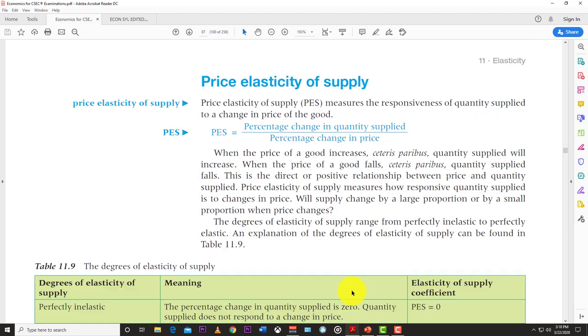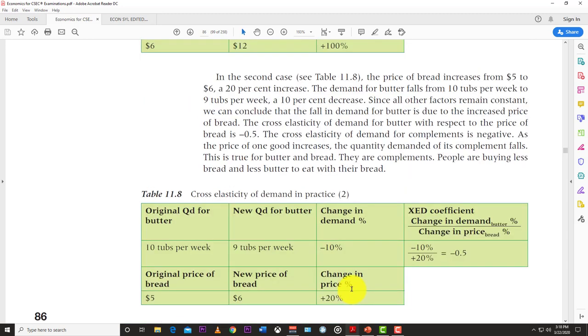All right, then you have a next example, but you look at the complements now. For the complements, there's a negative relationship, because if the price of one good goes up, the demand for its complementary good goes down. So in the second case, the price of bread increases from $5 to $6, a 20% increase, and we know how to find that already. So a 20% increase. The demand for butter falls from 10 tubs per week to 9 tubs per week, a 10% decrease.